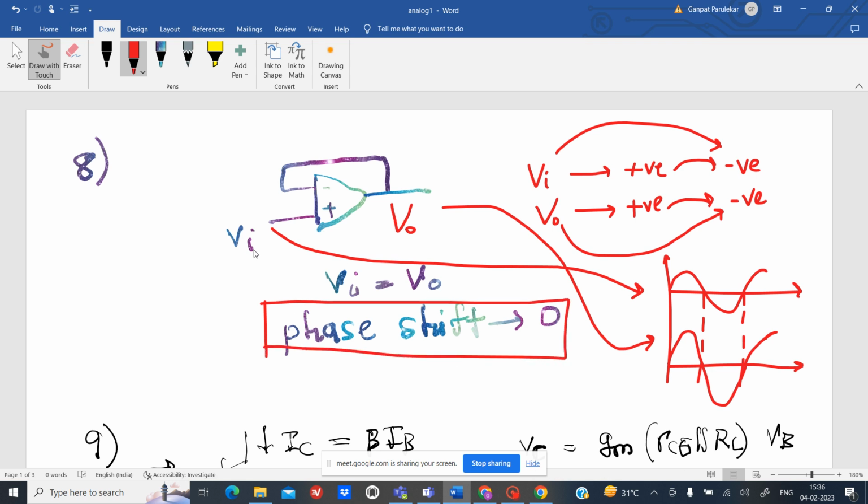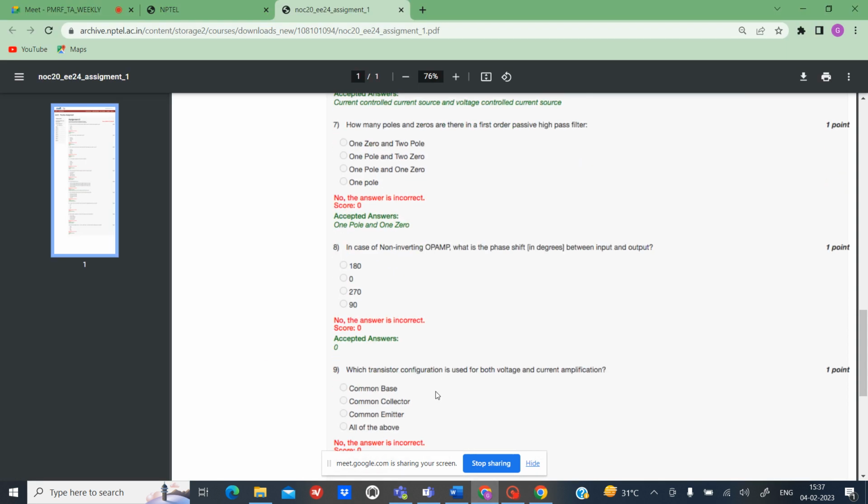So if, let's say, Vi has a phase of 20 degrees, then VO will have the same phase. If Vi is 0, then VO is also 0. So there will be no phase shifting between Vi and VO. So the answer of this question is 0, that is B. Any doubt? Yes. Any doubt? No, sir. Fine.